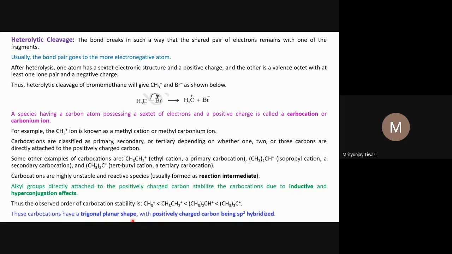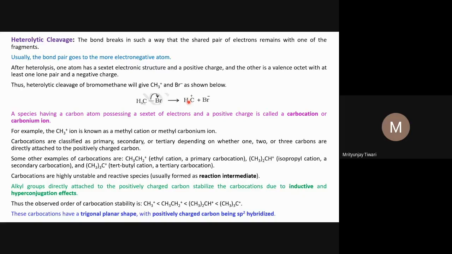These carbocations have a trigonal planar shape. So the shape of this carbocation should also be understood. This forms a trigonal planar shape. And why does it have a trigonal planar shape? Because it has no lone pair of electrons and only three sigma bonds are there. Because of bond pair repulsion, all the bonds will be arranged in three-dimensional space so that the bond pair repulsion is minimized. This we have studied in VSEPR theory, valence shell electron pair repulsion theory. So as per VSEPR theory, it will form a trigonal planar shape.